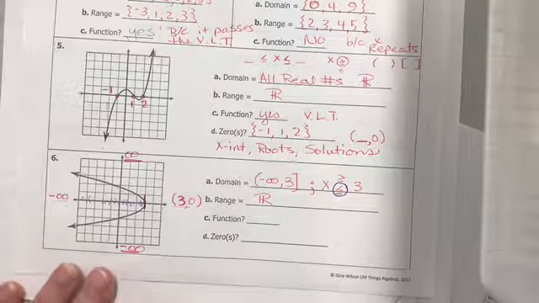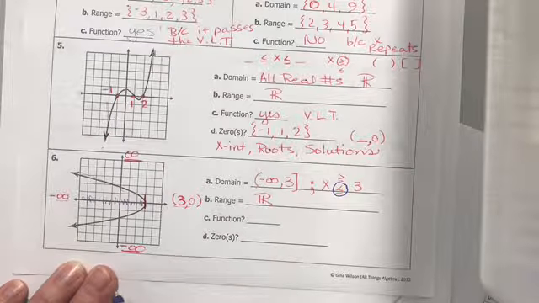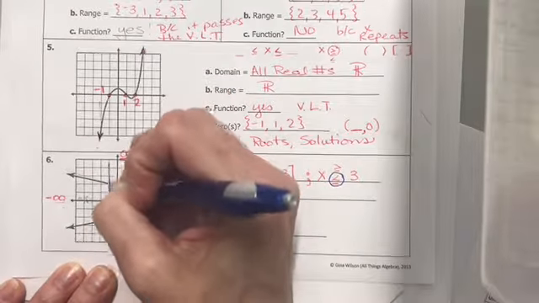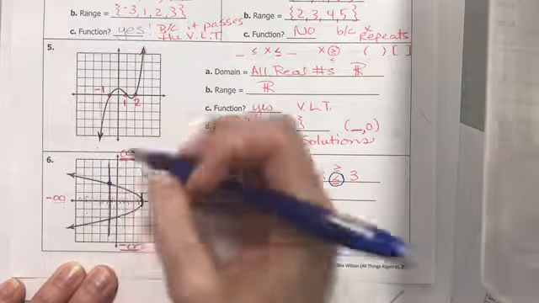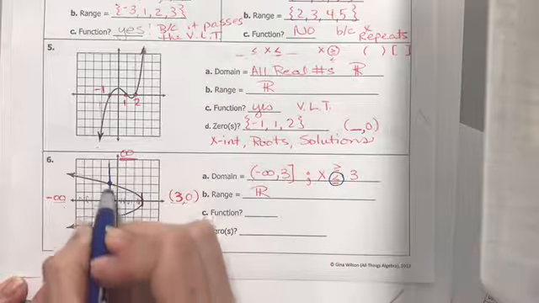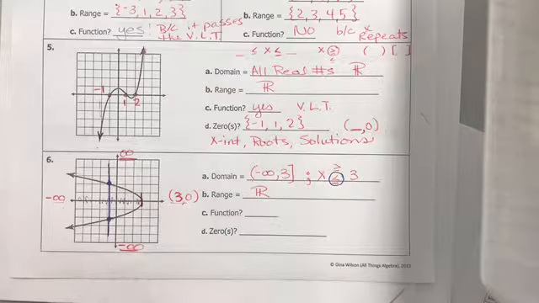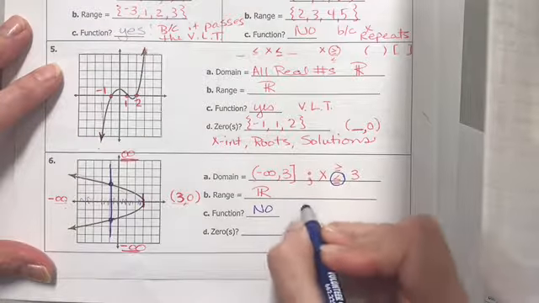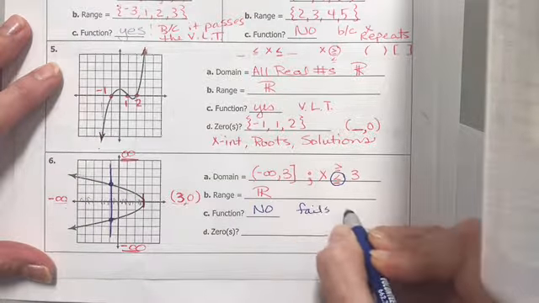Is it a function? Check your vertical line test. So by vertical line test, if I just draw the first one, it crosses right there. 1, 2. Same vertical line, crosses my graph twice. So no, fails the vertical line test.